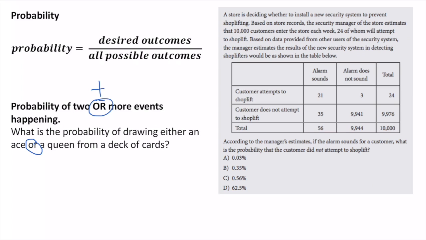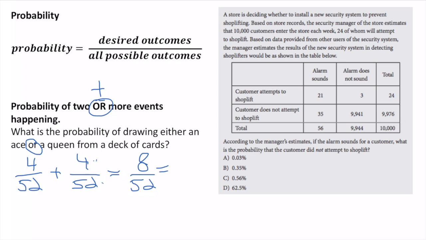I'll look at the probability of drawing an ace. There's 4 aces in the deck of 52 cards. Or drawing a queen, there's 4 queens. So my desired outcome, or what I'm looking for, has 4 ways of happening compared to 52 total. So I can add these together. There's an 8 in 52 chance of me pulling an ace or a queen.